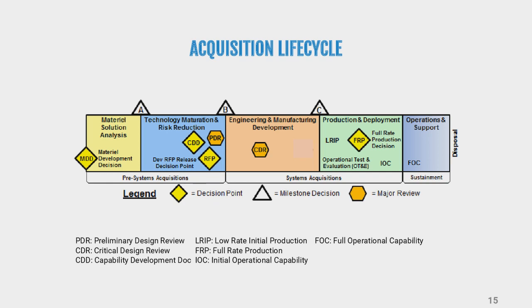Milestone C is when the program's reviewed for entrance into that final phase of production and deployment. Prior to milestone C, a decision authority considers cost estimates, manpower estimates, a system threat assessment, environmental issues, and compliance with the DOD strategic plan. Next slide.